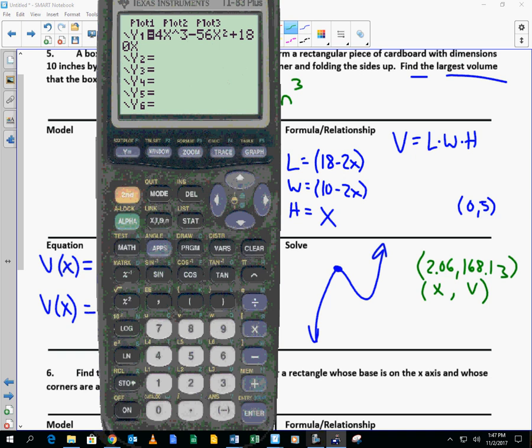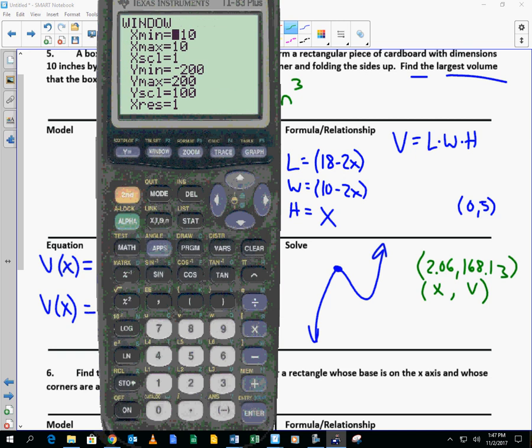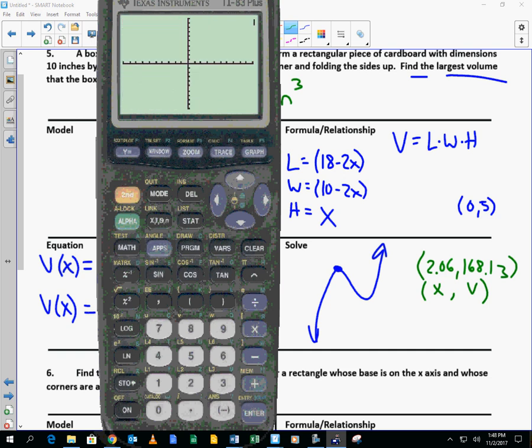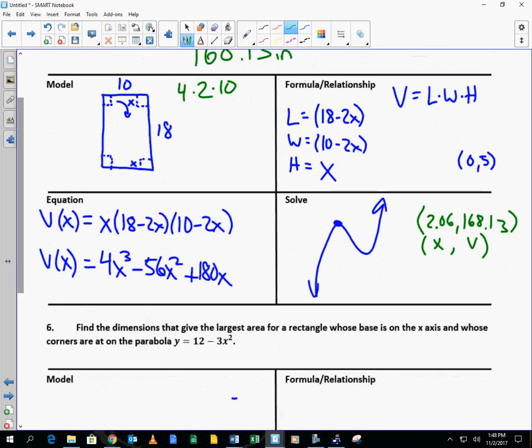Do you have 4x cubed minus 56x squared plus 180x? Okay. Does your window go from negative 10 to 10? Okay. But then you got to change the y values to negative 200, positive 200. Like that. So when I did zoom standard, yours doesn't look like that. Then something's typed in incorrectly. I'll come in and help and find out what that is. Okay. All right. Yes.